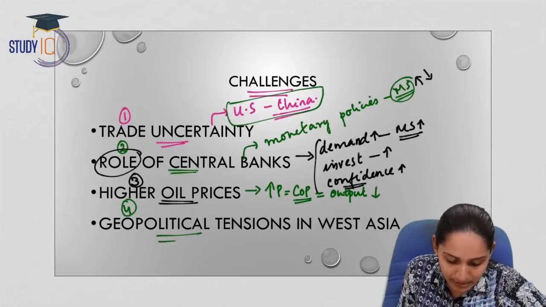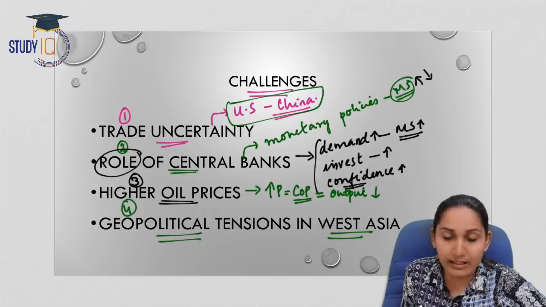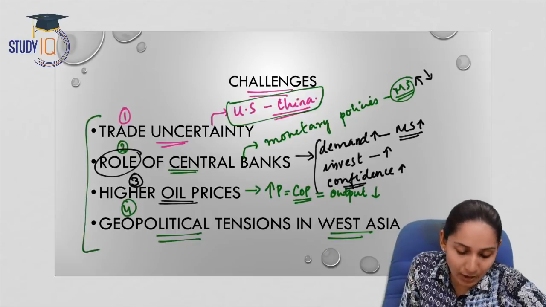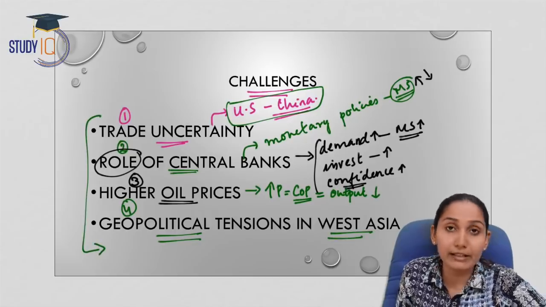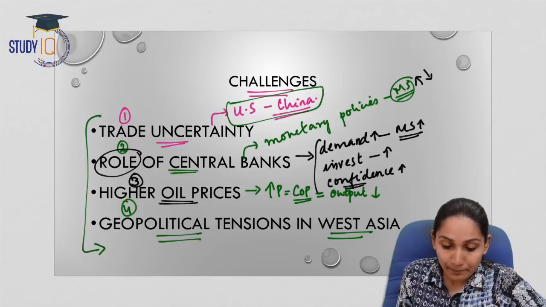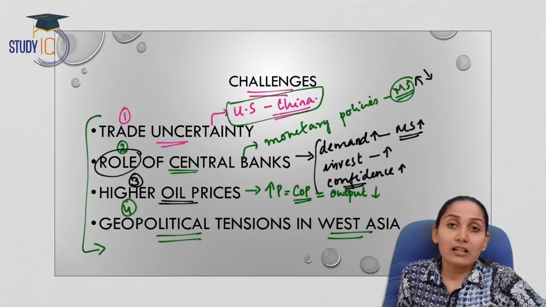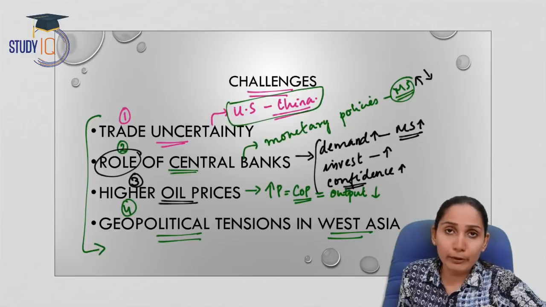And the fourth challenge is the geopolitical tensions, especially in West Asia. So these are some of the challenges that need to be addressed, and by addressing these challenges, the global economy can be revived to a larger extent and the growth rates will pick up.